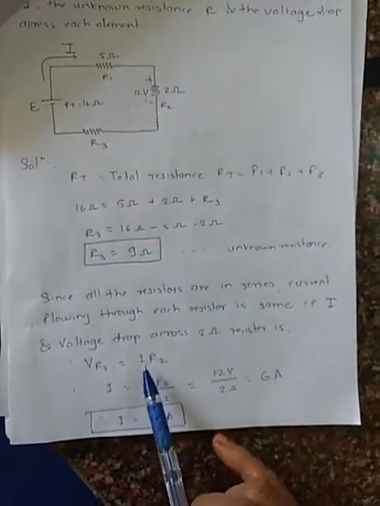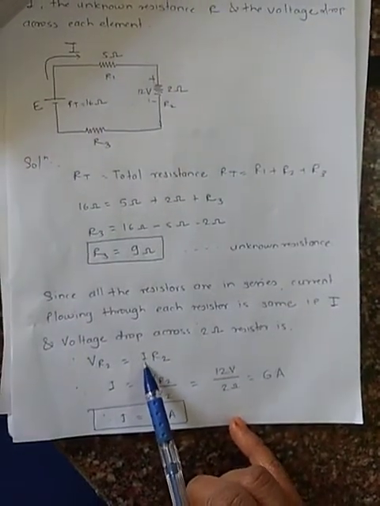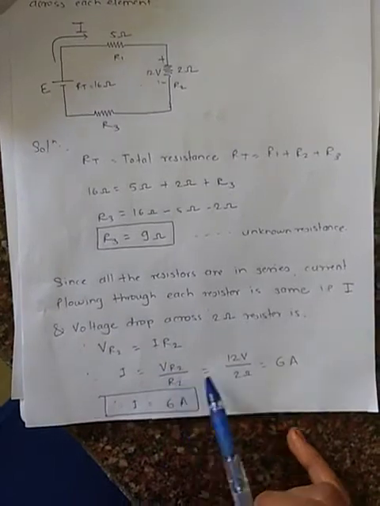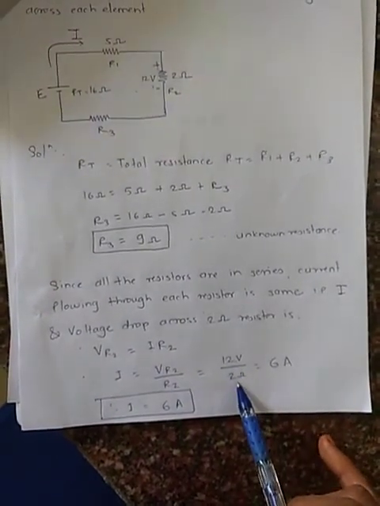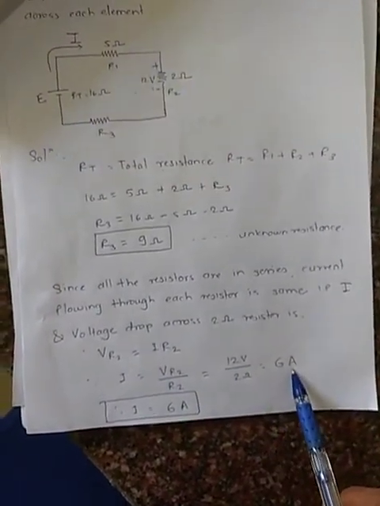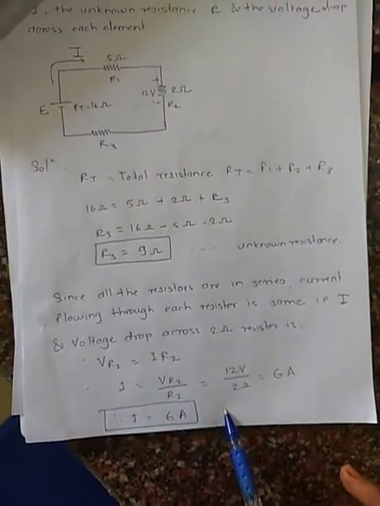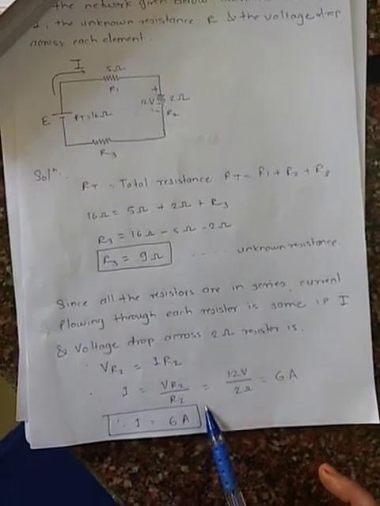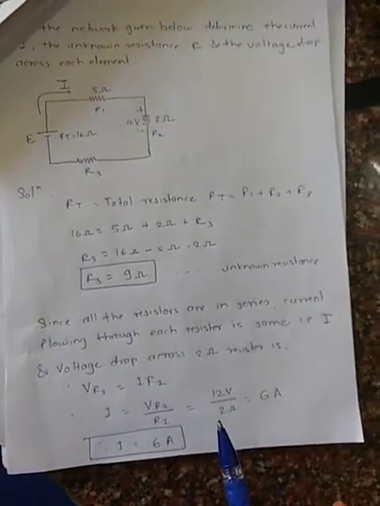So we can find out the unknown quantity I. For I we can write I is equal to VR2 divided by R2, that is equal to 12 volt divided by 2 ohm. We will get I as 6 ampere. Okay, this is the value of the current, the series current I.